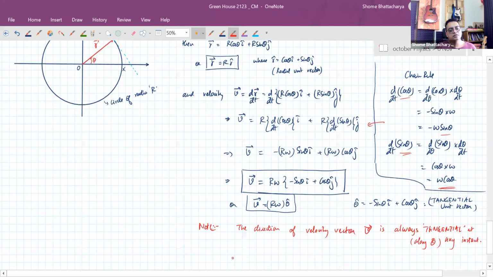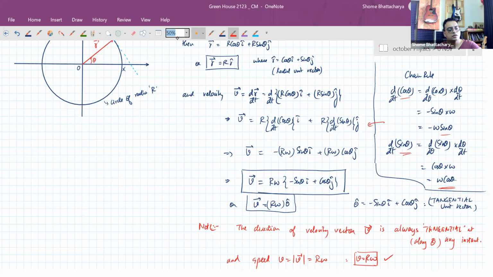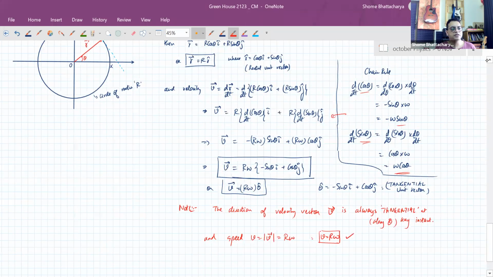And additionally, the speed v, which is the magnitude of velocity, is r omega. So there's a relationship between the angular velocity and the magnitude of linear velocity, and that is this equation, which is also very important in circular motion. So just make an additional note of these 2 points before we move on to acceleration.